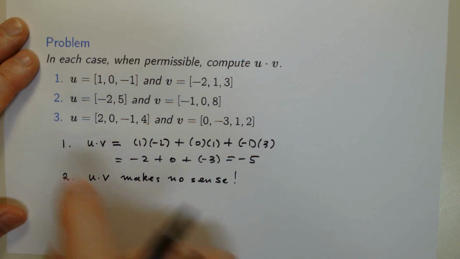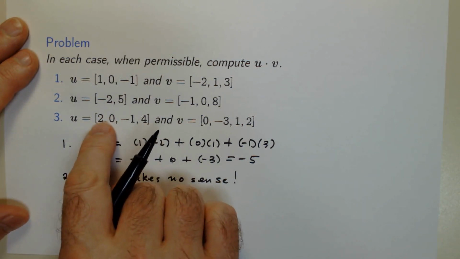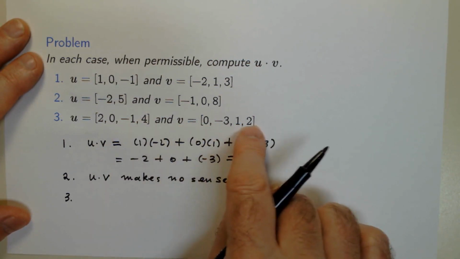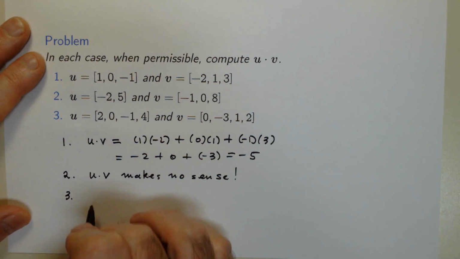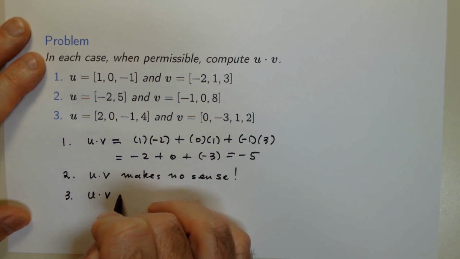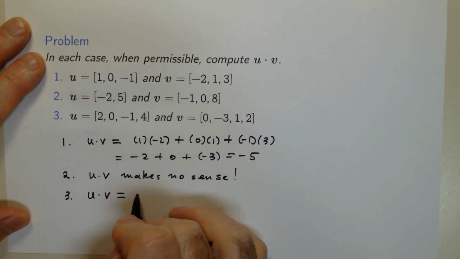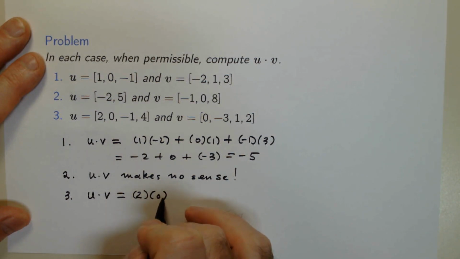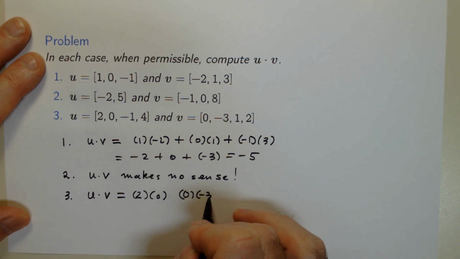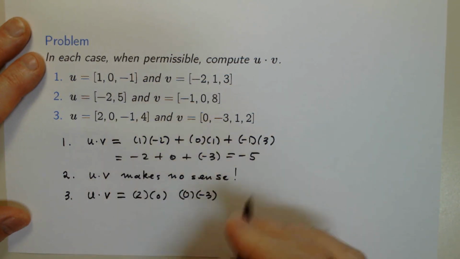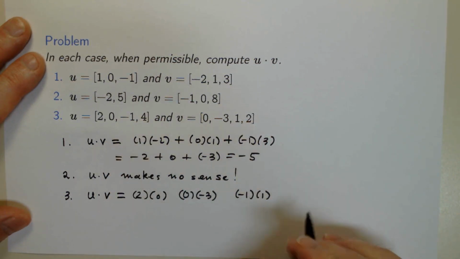Okay, finally, part 3. I've got a vector in R4. I've got another vector in R4, so the dot product makes sense. And again, I do component-wise multiplication. So 2 times 0, the 0 times negative 3. I'm going to have the negative 1 times 1, and the 4 times the 2.